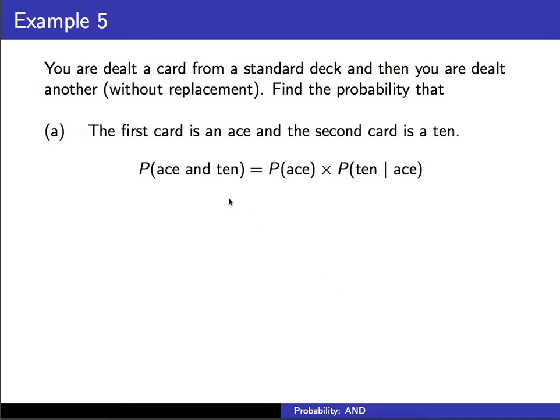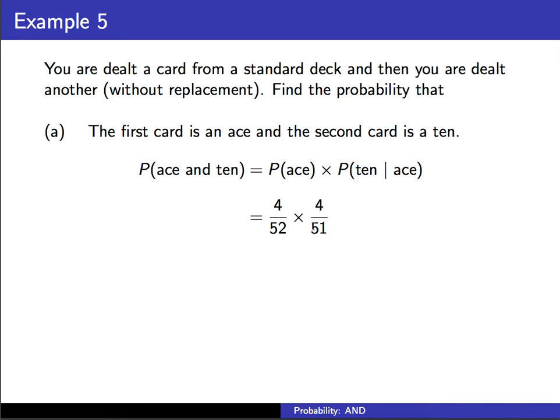So the chances that we get an ace and then a 10 are going to be the probability of getting an ace, multiplied by the probability of getting a 10, given that our first card was an ace. So for our first event, the probability of getting an ace, there's 4 aces out of the 52 cards. So we have 4 out of 52. And now, assuming we got an ace the first time around, for our probability of drawing a 10, there's 4 10s in the deck.